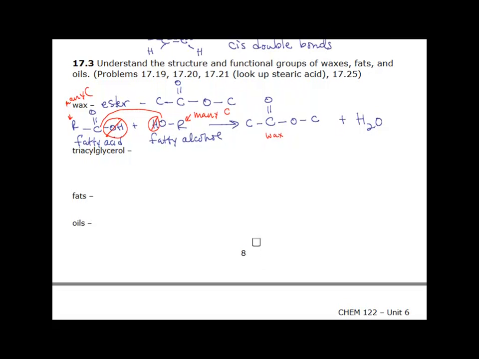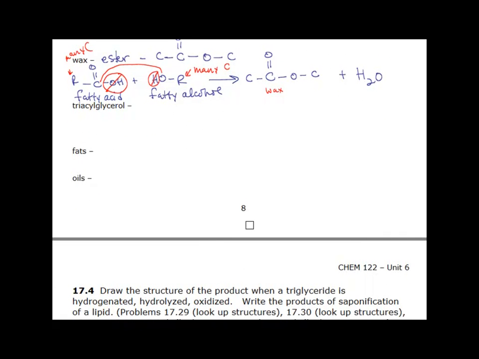All right, now a triacylglycerol. I'm going to show you what glycerol is first. So glycerol is CH2OH, CHOH, CH2OH. So that's what glycerol looks like. Now triacyl, this means it has 3 esters coming off of it. So I'm going to draw the structure of the triacylglycerol.